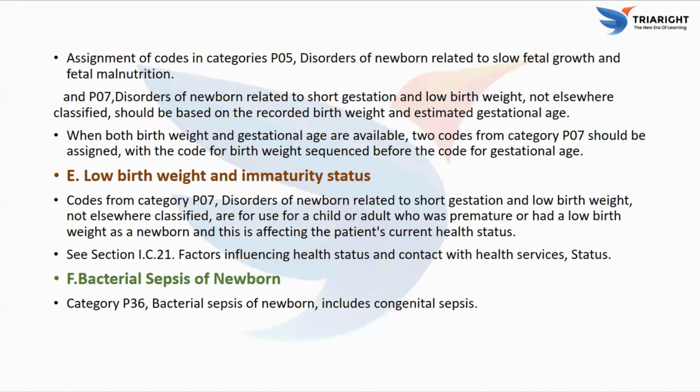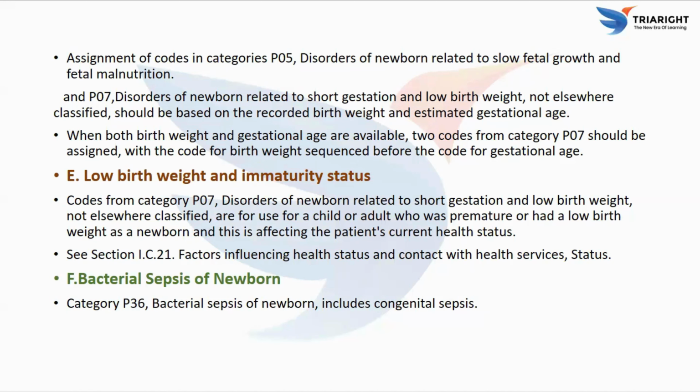So how to assign P05 and P07 codes? There are simple rules. So codes should be based upon the recorded birth weight, the estimated gestational age, and/or the weeks of the pregnancy. So these two pieces of information, they help to identify whether the baby grew too slowly in the womb, was born too early, or was too small for the gestational age.